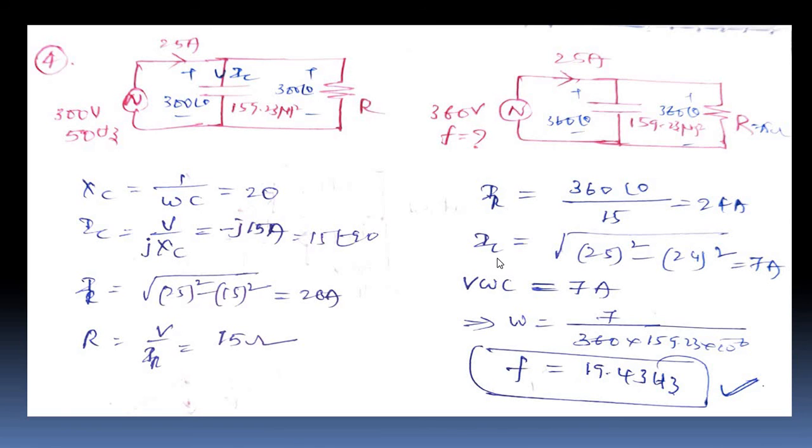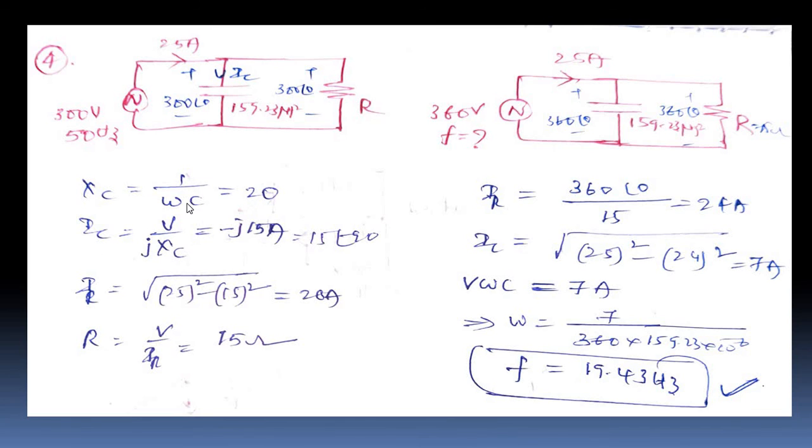If you know the current flowing through the capacitance, we can calculate the capacitive reactance. From that we can calculate the frequency. So the reverse process we are doing here. So the expression for the current is I is equal to V by Xc. Xc is equal to 1 by omega C.